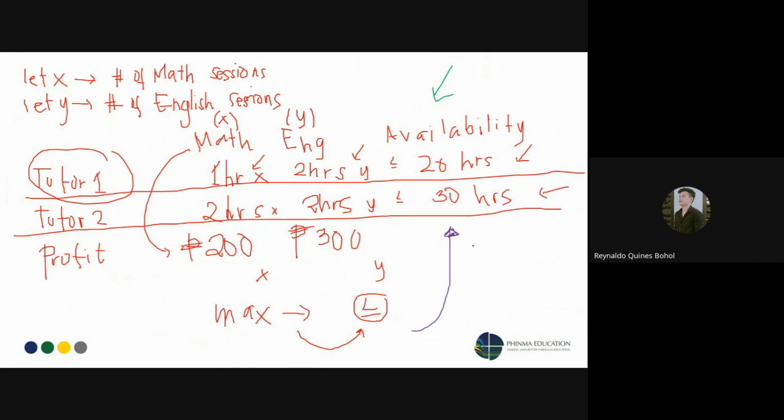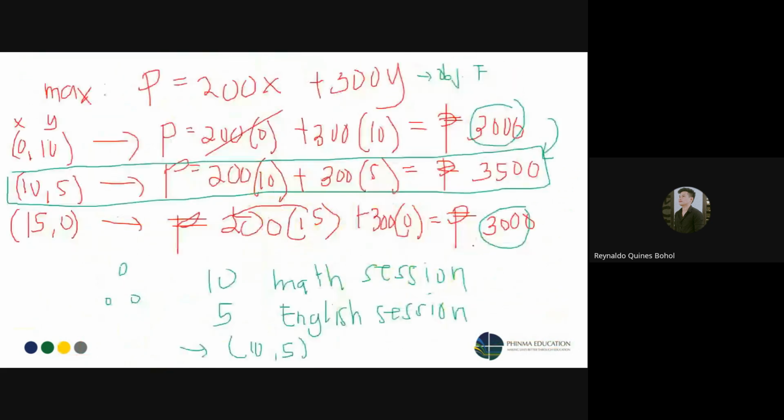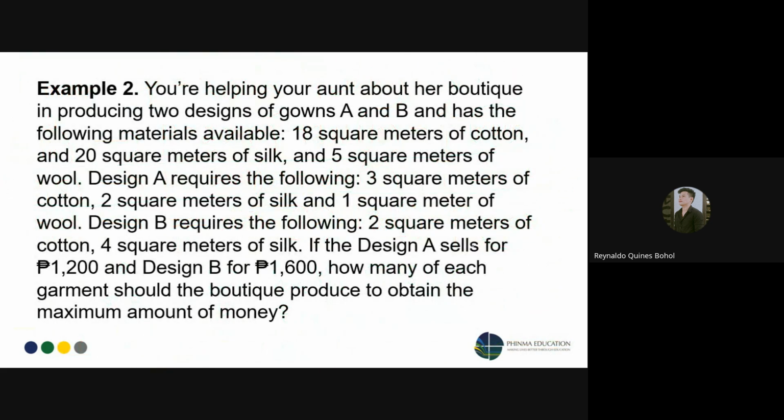Okay, ganyan. Tingnan nyo tong pangalawang problem. You're helping your aunt, but about her both compete in producing 2 designs of plants. So, meron tayong design A, design B. O, dapat yung A nyo dyan maging X na. Yung design niyo dyan is Y. Ito naman, sabi niya dito, these are the materials. 18 square meters of cotton and 20 square meters of silk and 5 square meters of wool.